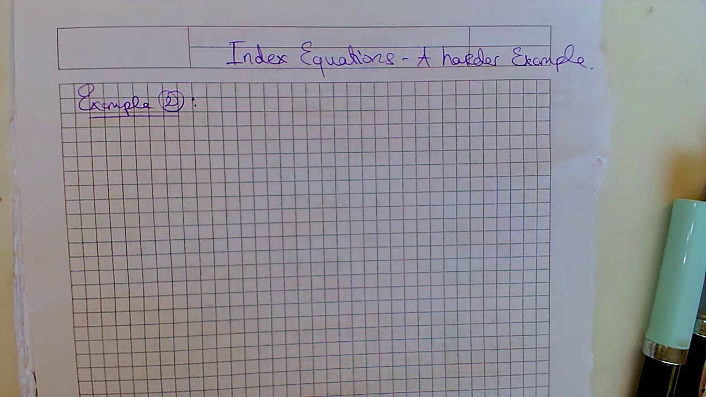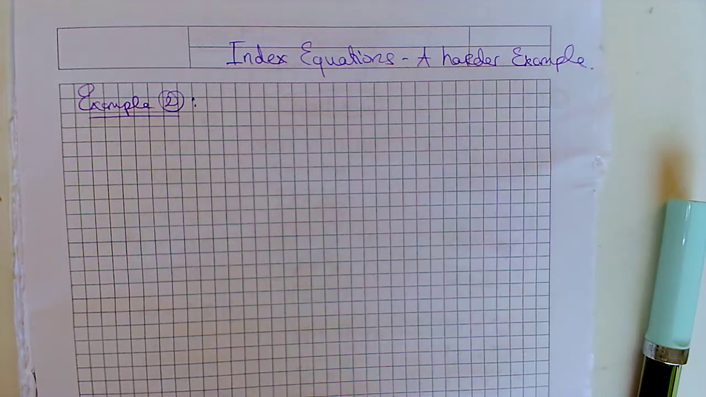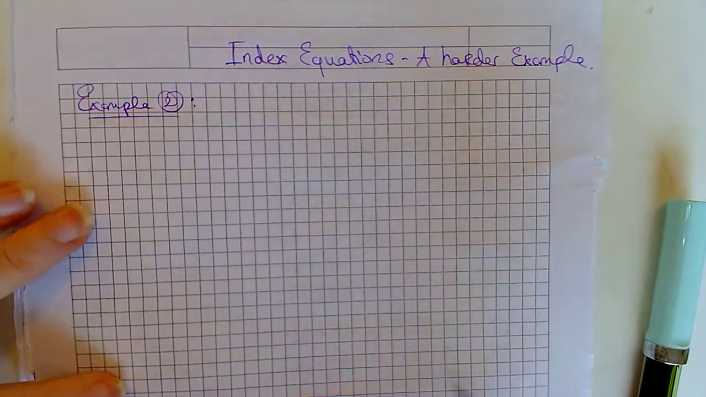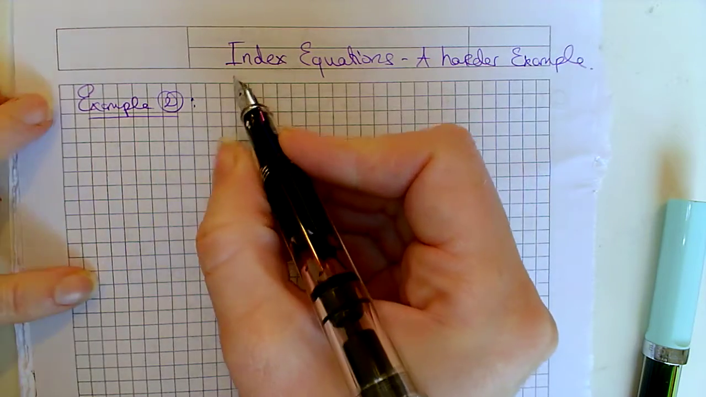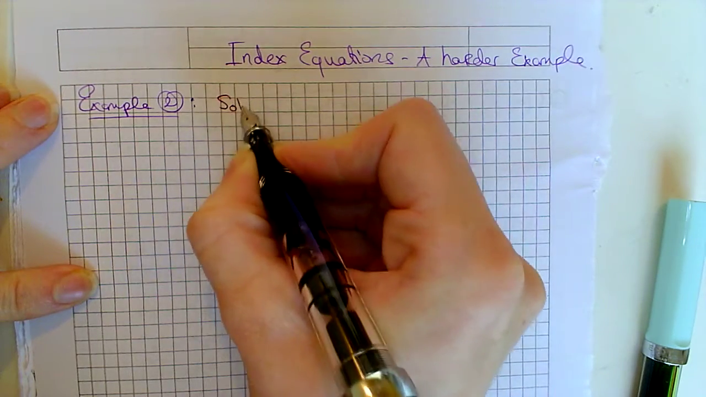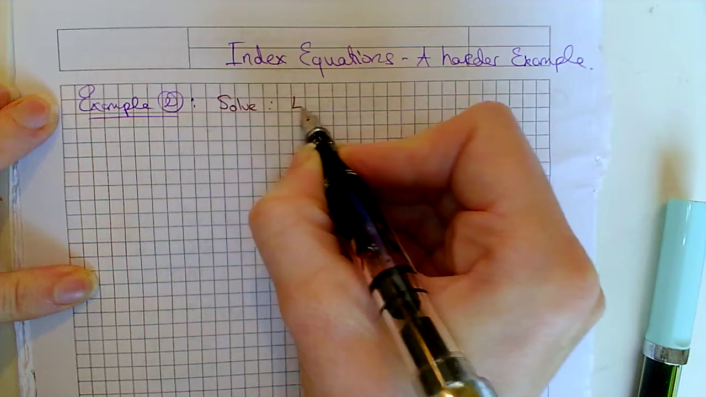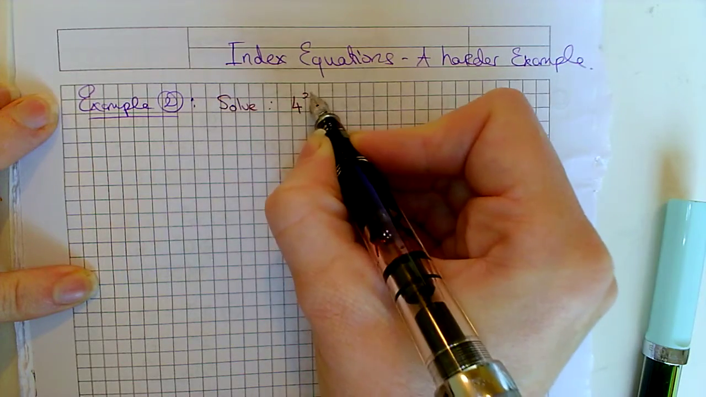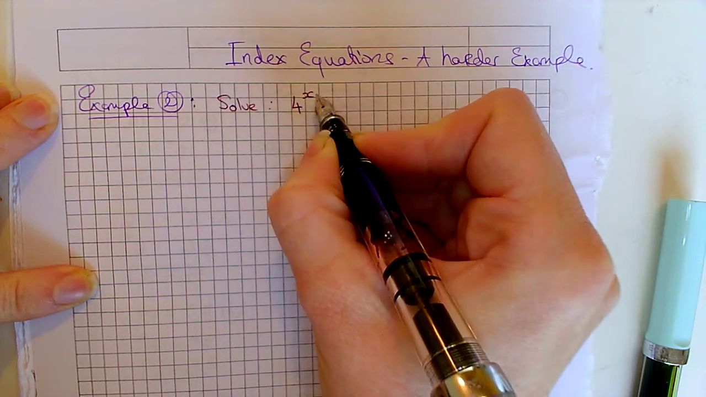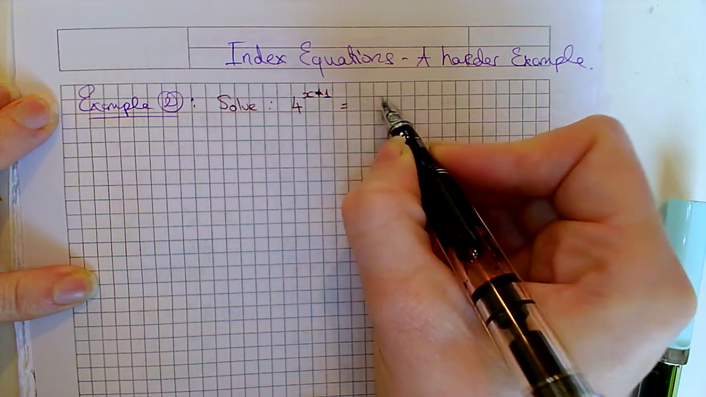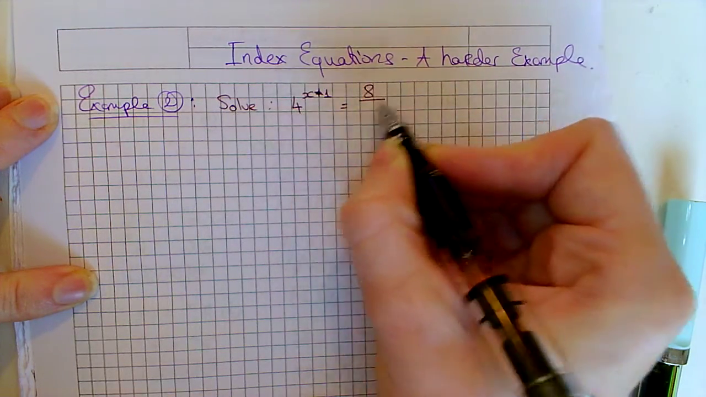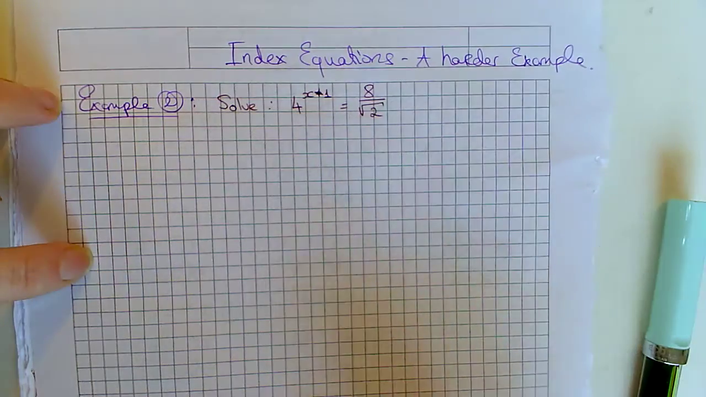Now we're going to do just one more example with this, and I'm going to ask you then to practice this type of example before we do the very last topic in indices. So it's going to be another index equation. We're asked to solve 4 to the power of x plus 1 equal to 8 over the square root of 2.